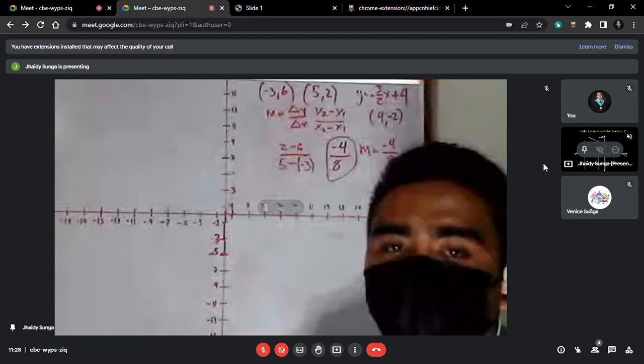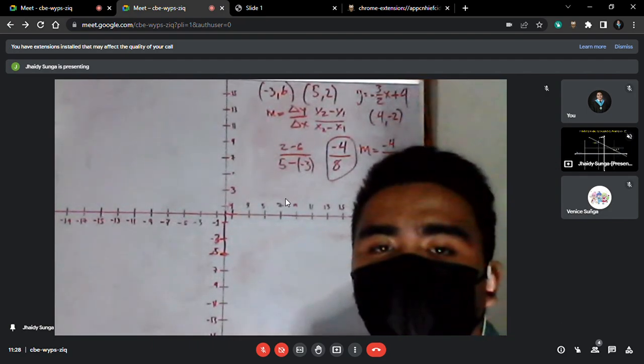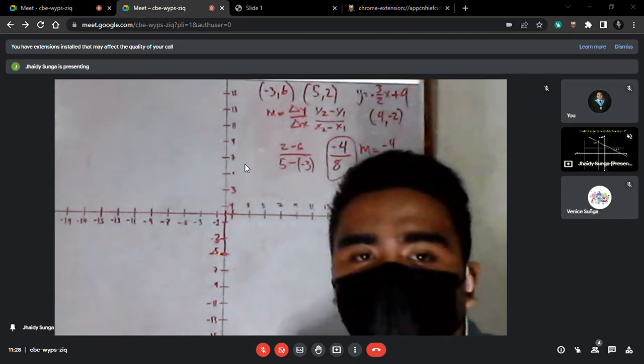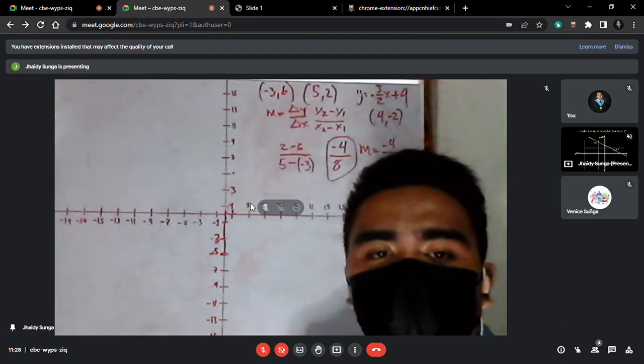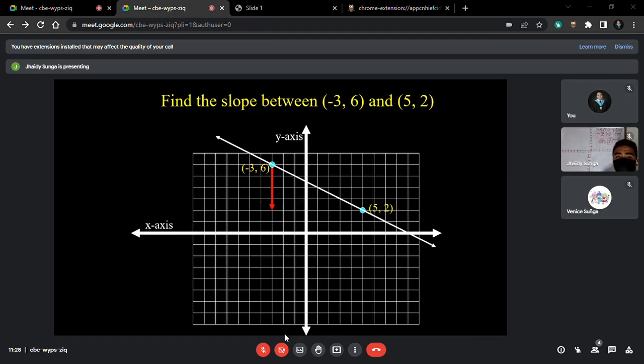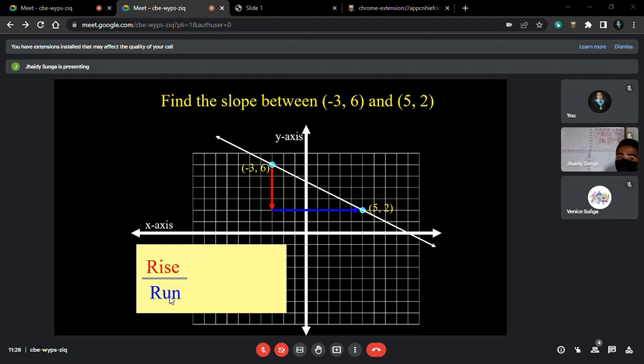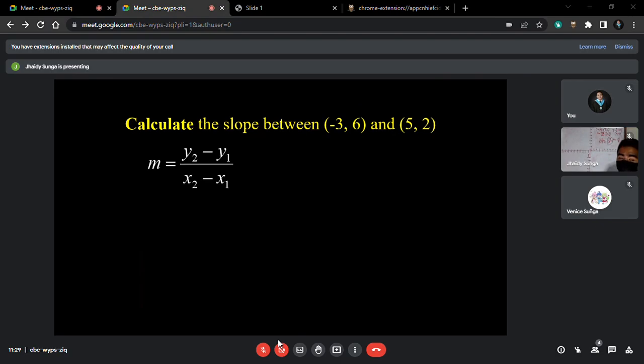From my screen, negative 4 over 8. Eyes on my presentation. It is negative 3 and 6. It goes down, then goes to the right. Why is it like that? We said that it is rise over run. So we have negative 4 over 8, or we could say that it is negative 1/2. From this slope, how did we calculate that one?